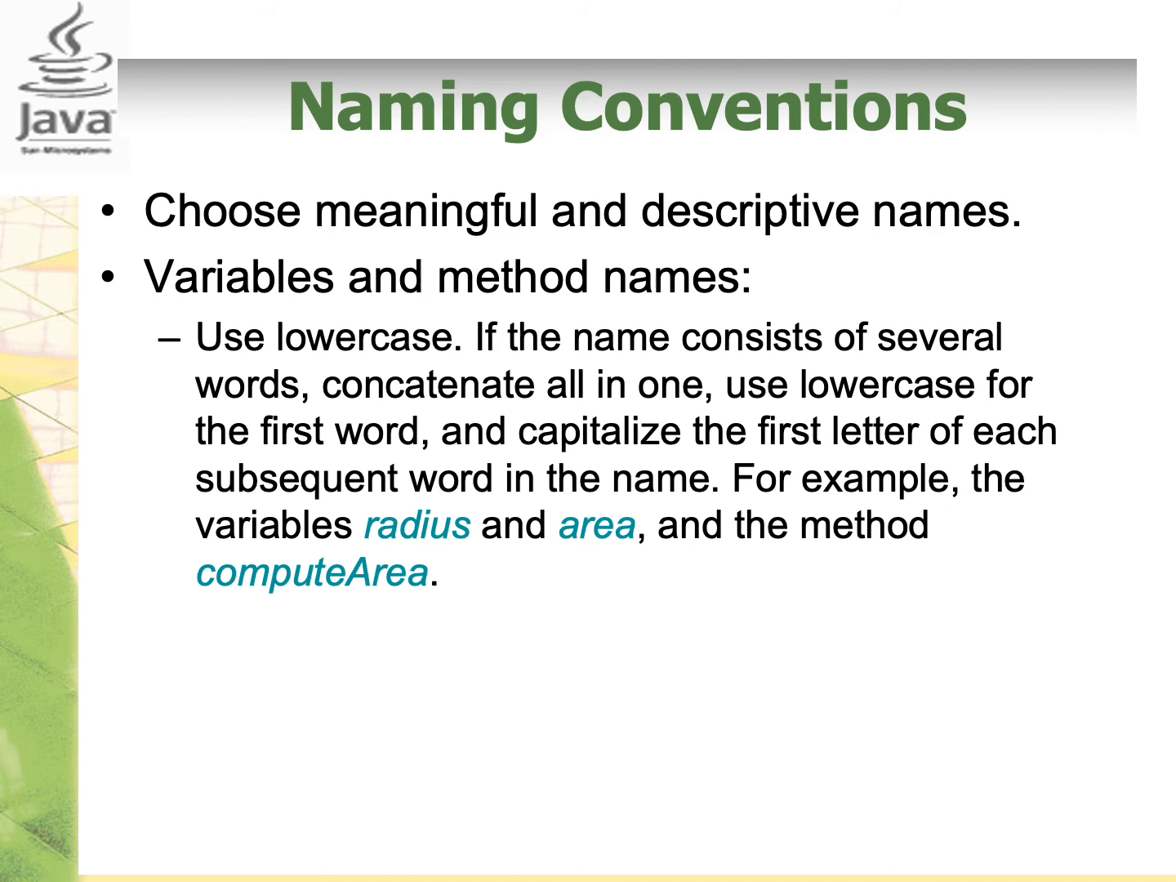For variables and method names, use lowercase. If the name consists of several words, concatenate all in one, use lowercase for the first word and capitalize the first letter of each subsequent word in the name. For example, the variable radius and area and the method computeArea, where compute is in small letters and the A in area is in capital letter when we concatenate as one word.